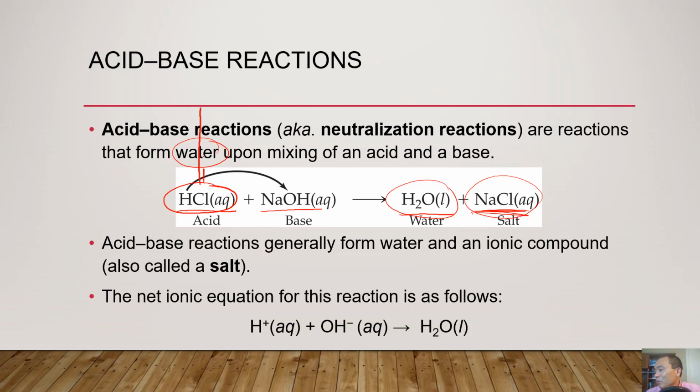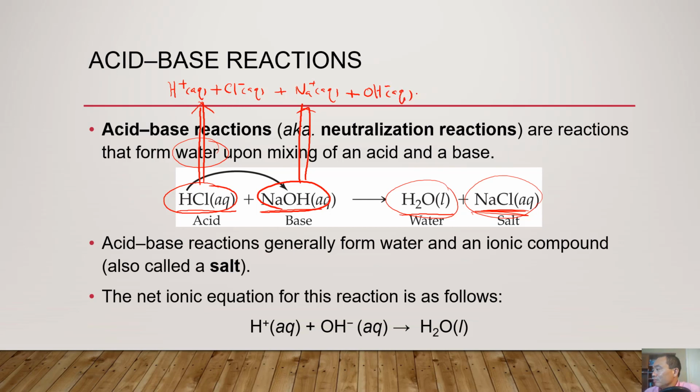Remember, HCl is a strong electrolyte, so we do break it down into component ions. So it's H plus (aq), which means aqueous solution, and Cl minus. Sodium hydroxide is also a strong electrolyte, so you break this down as well. You write down Na plus (aq), because ions do dissolve in water, and hydroxide.